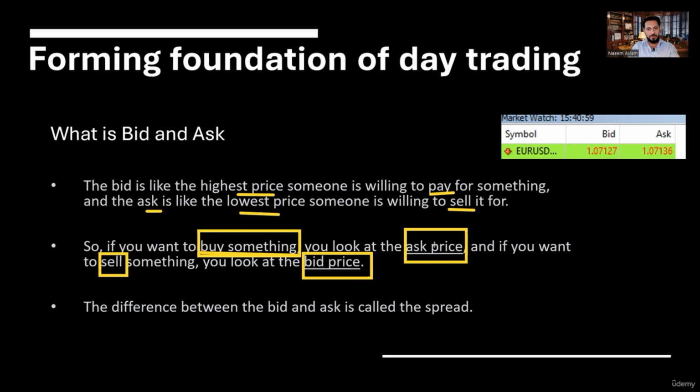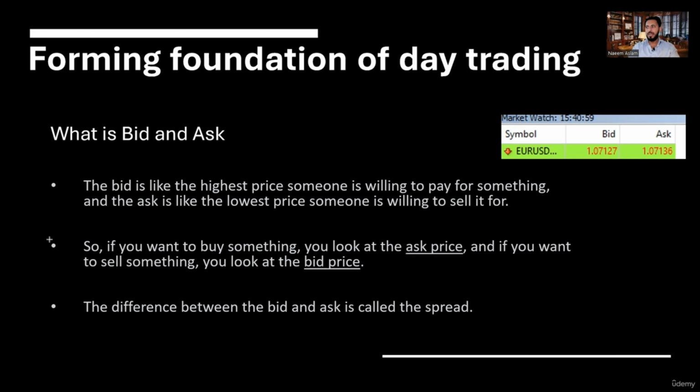Now the difference between the ask and the bid, again, is what we call a spread. That is the difference. So over here, you can say 1.07127, okay, that is your bid, if you wanted to sell it. And then ask, if you wanted to buy it, is 1.07136.